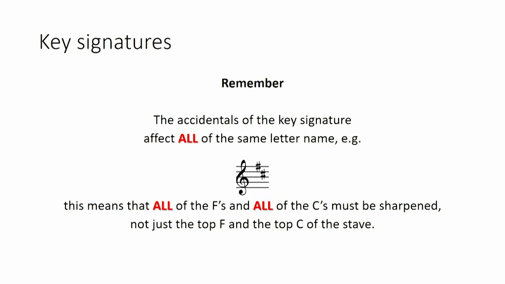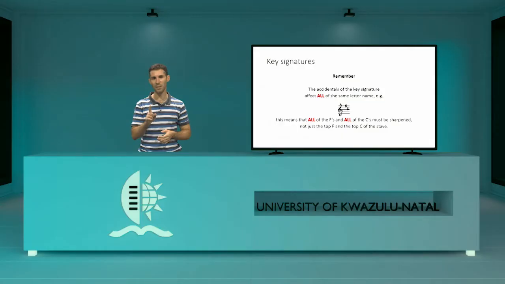That is the same for all of the key signatures. Once one of the notes has been sharpened in the key signature, it means that all of them are going to be sharpened. So if the F is sharpened in the key signature, every F will be F sharp. If the C is sharpened in the key signature, every C will be a C sharp.